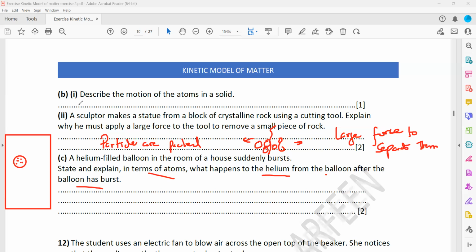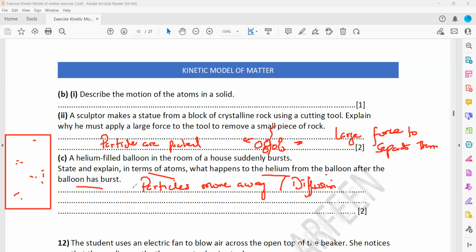When the balloon bursts, the helium will now occupy the space of the room. When it occupies the space of the room, what will happen? The particles will move away from each other. These particles diffuse, moving from a higher concentration to a lower concentration, which we call diffusion. So diffusion will occur.